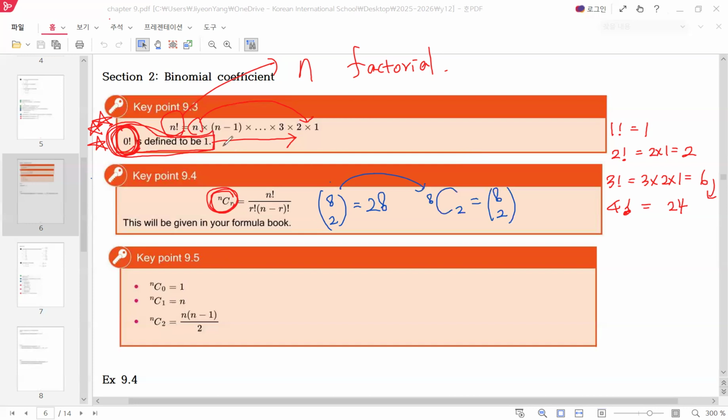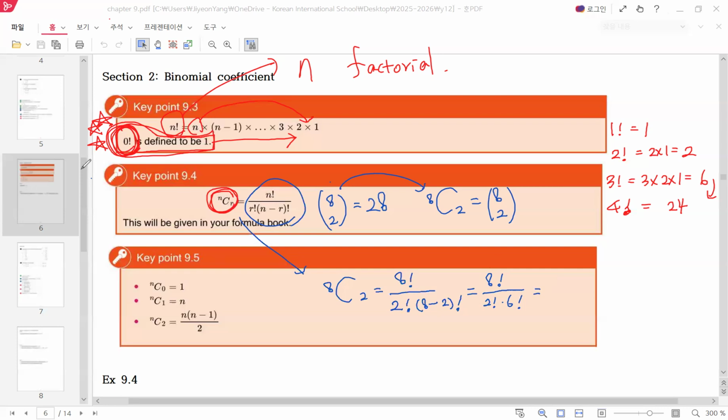Okay, students. By using this definition, please calculate 8 combination 2. So 8 combination 2 equals, you need to substitute 8 to n and 2 to r. So 8 factorial over 2 factorial times 8 minus 2 factorial. Do you understand? Which is 8 factorial divided by 2 factorial times 6 factorial.